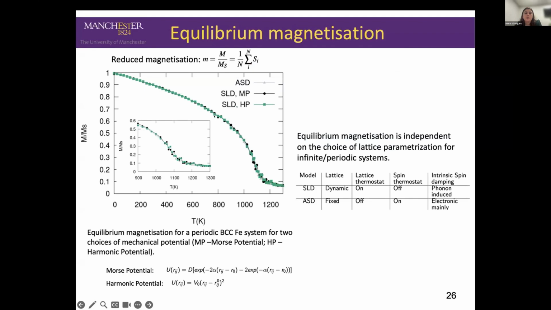So as I mentioned to you, we then test our model against, for example, reproducing the magnetization versus temperature curve in the absence of a spin thermostat. So only our phononic system is thermostated, and we observe that the magnetization is able to relax in the absence of an electronic thermostat only by coupling to the lattice. And we observe very good agreement between the atomistic spin dynamics fixed lattice simulation and the dynamic lattice simulation. So by neglecting the thermostat and introducing the thermalization via phonons, we are able to reproduce the same thermal properties of our magnetic system.